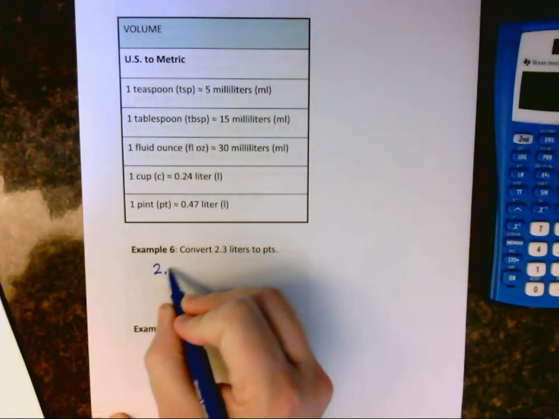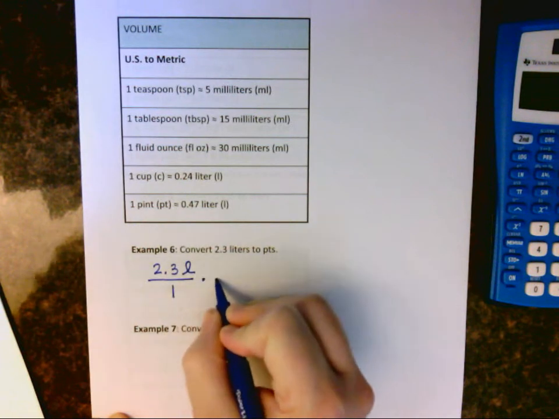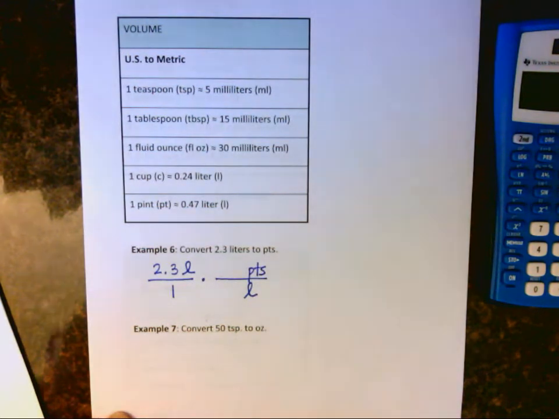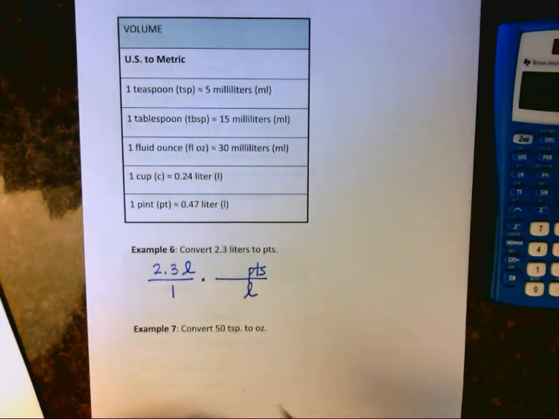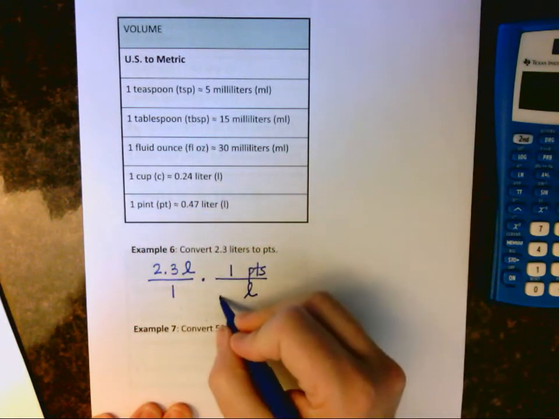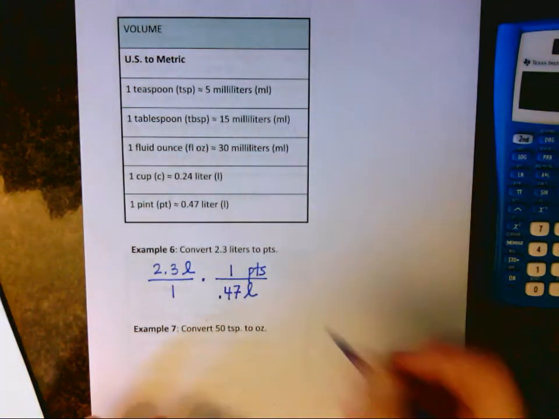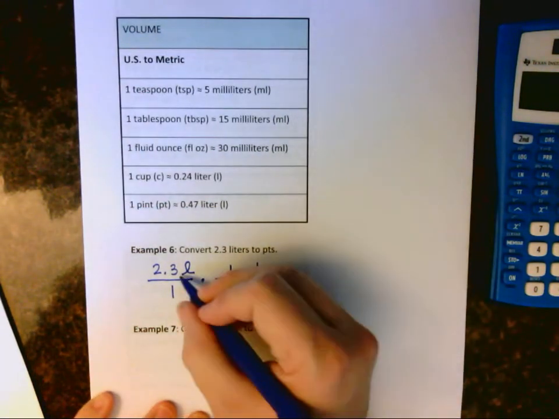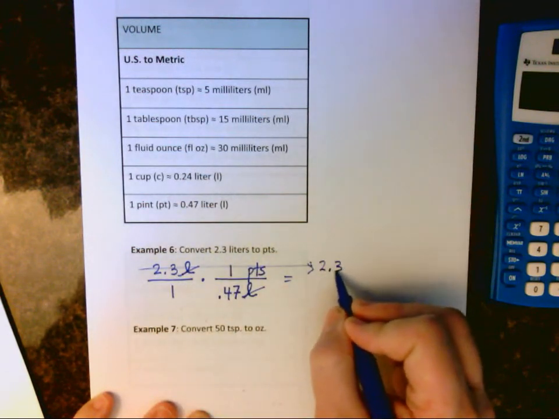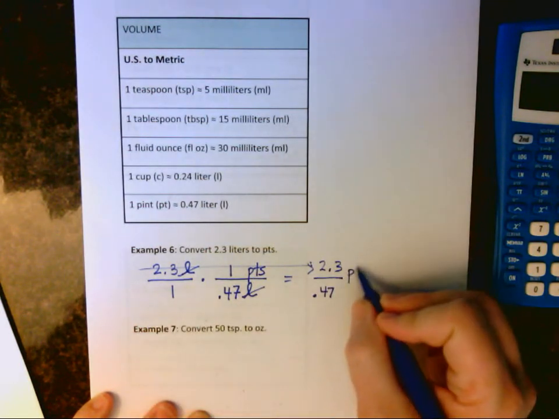We have 2.3 liters. That's our given. And we're supposed to change from liters to pints. So we will look and see if there's a direct conversion for this. 1 pint is 0.47 liters. I am happy that we finally have something in our denominator here. Okay, so the liter units cancel, and I multiply across the numerator and I get 2.3, and across the denominator I get 0.47, and the units will be pints.